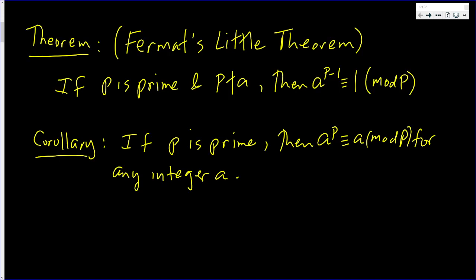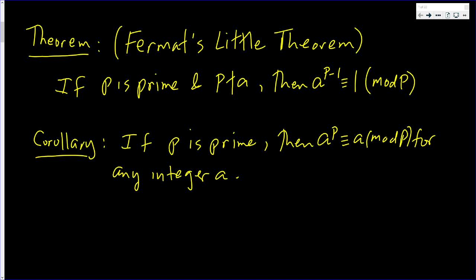In this video, we're going to prove what has come to be known as Fermat's little theorem. It says if P is prime and P does not divide A, then A to the P minus 1 is always congruent to 1 mod P. And we're also going to prove a corollary to this theorem. If P is prime, then A to the P is congruent to A mod P for any integer A.